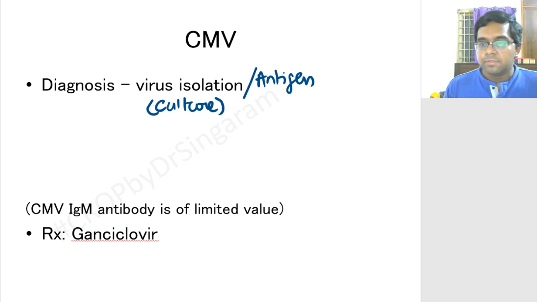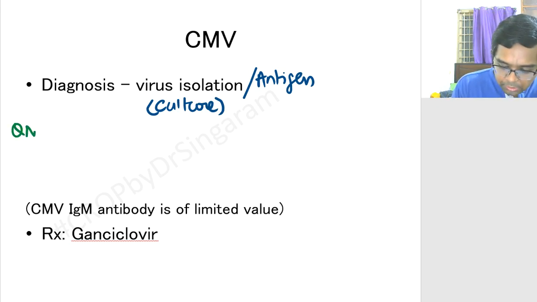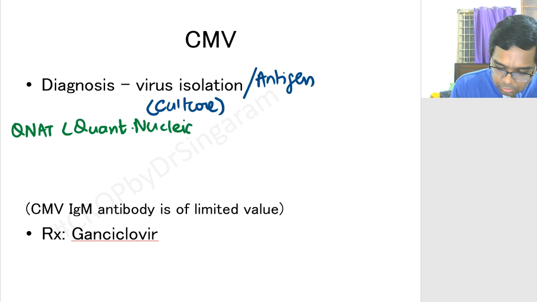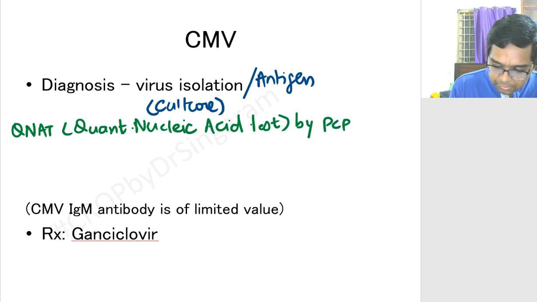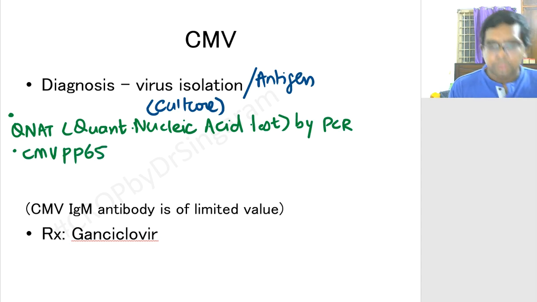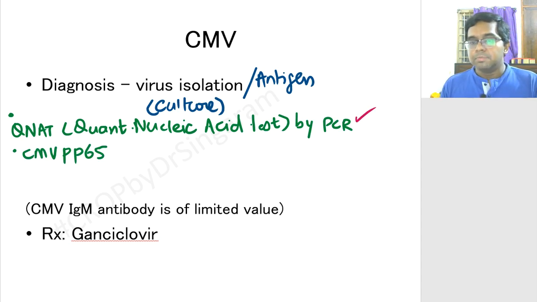What are the tests which are available? One is called QNAT. What is this QNAT? QNAT stands for quantitative nucleic acid testing. This is done by PCR. That is one method by which we can isolate the viral antigen. Second is the detection of CMV antigen, which is called PP65. That is also one of the methods. But the best method happens to be this quantitative nucleic acid detection test by PCR.